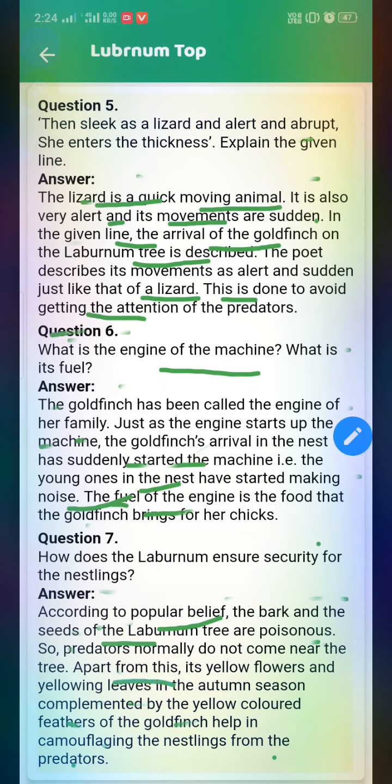Apart from this, its yellow flowers and yellowing leaves in the autumn season, complemented by the yellow colored feathers of the goldfinch, help in camouflaging the nestlings from the predators. I mean, the color of the goldfinch is yellow, and it is the time of autumn, so all the leaves are turning yellow. The feathers of the goldfinch are also yellow in color, so it is very difficult to notice the bird, and predators, hunters could not notice the bird's presence in the thickness of the tree.